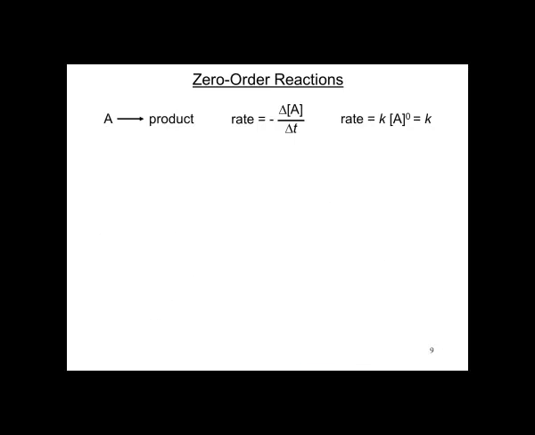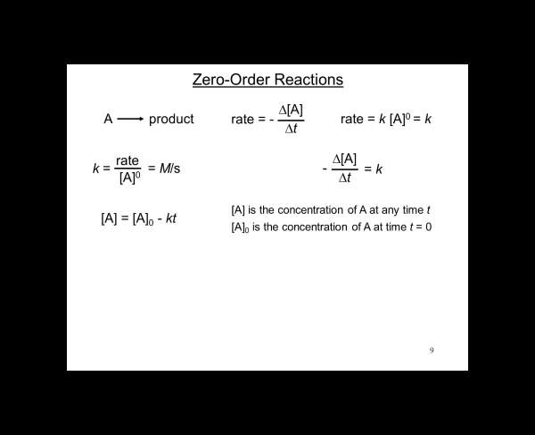There's also zero order reactions. A goes to product. In this case, the rate is equal to just the constant. The constant has units of molarity divided by seconds. The change in the concentration of A over the change in time is still equal to minus k. It's negative because it's a disappearance. The analytical equation is the concentration of A equals the concentration initially minus kt. The half-life is equal to the initial concentration of A divided by 2 times the specific rate constant.